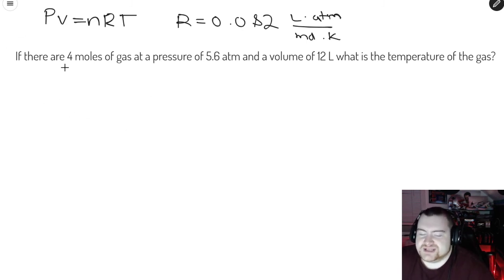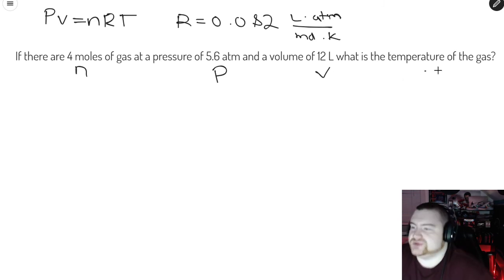So we'll do the same thing we did with the previous gas laws: we'll read the problem one by one and assign numbers to variables. So if there are 4 moles, moles is going to be n. Our pressure is 5.6, so that's going to be P with atm. Volume is 12 liters, that's V. And what is the temperature? So we're solving for temperature. We don't know what that is. So we assigned 3 variables. We know R is a constant, so we only have one thing we need to solve for.